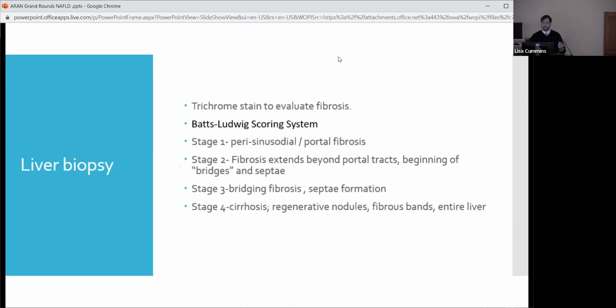And we're looking at perisinusoidal fibrosis or portal fibrosis as stage 1, going up to stage 4. Stage 2 would be fibrosis that extends beyond the portal tracts or the beginning of bridges or septa. Stage 3 would be bridging fibrosis or septa formation. And stage 4, or cirrhosis, shows regenerative nodules, fibrous bands of the entire liver.